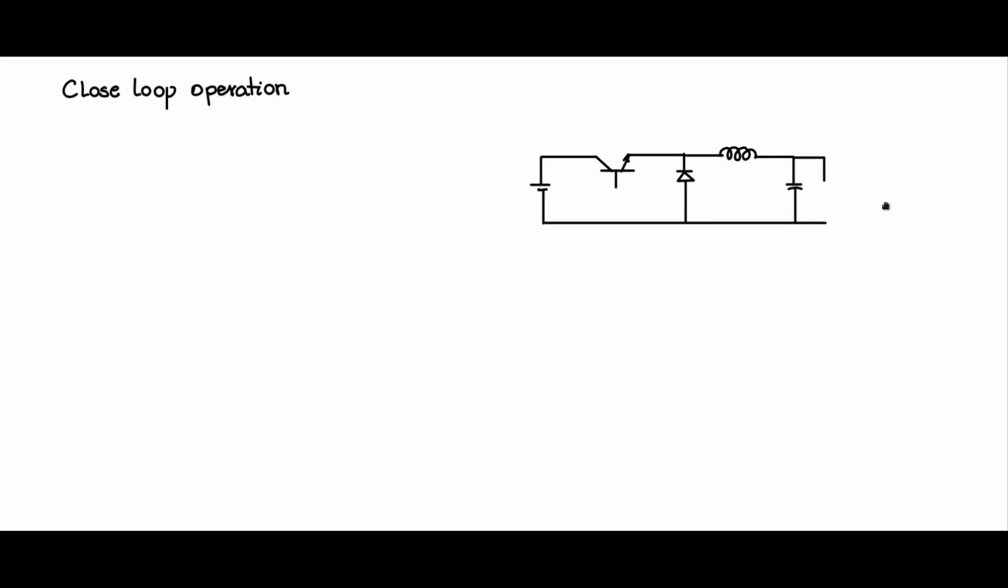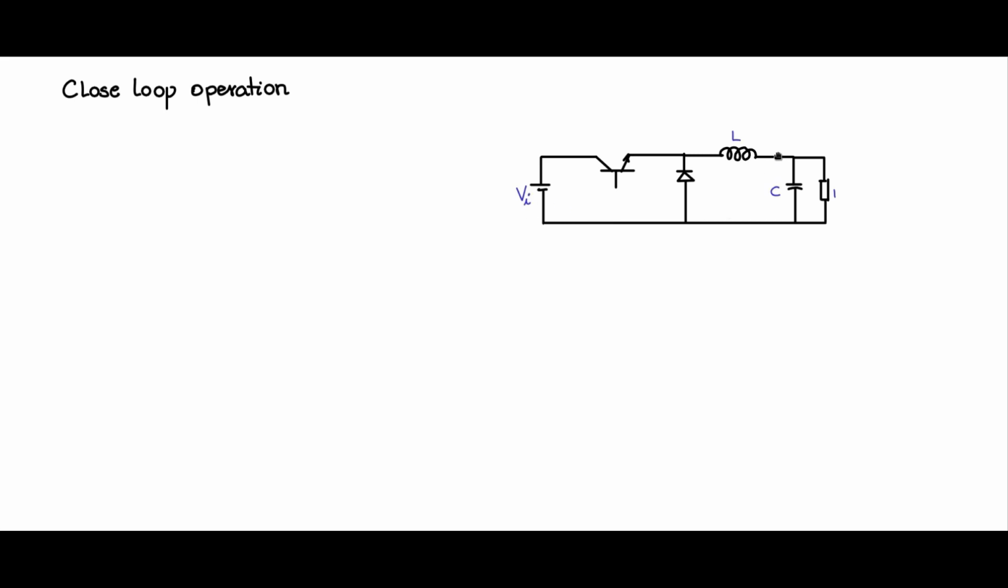In this session, let us look at closed loop operation of DC-DC converter. Let us take an example of a buck converter. This is a buck converter. You are familiar with this topology, but note that you can work with any converter. The principle of closed loop operation is the same.